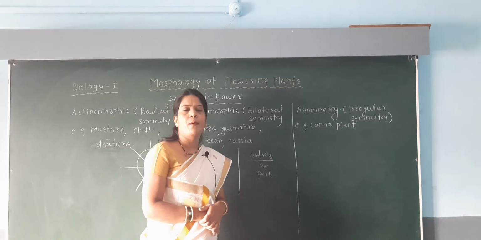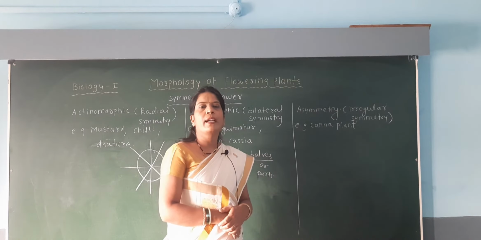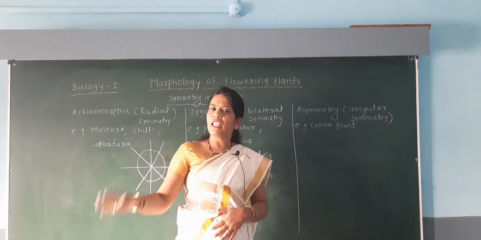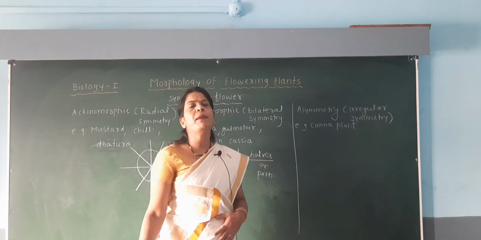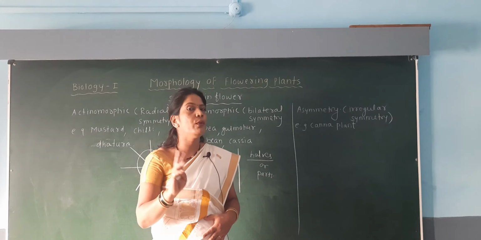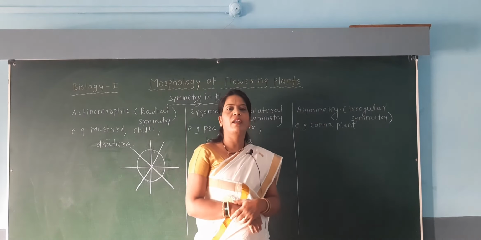And the last type of symmetry is asymmetry, where you can cut the flower in any plane but you will not get two equal parts of the flower. If you cut the flower in any plane, you will not get two equal parts. That is called an asymmetrical flower.